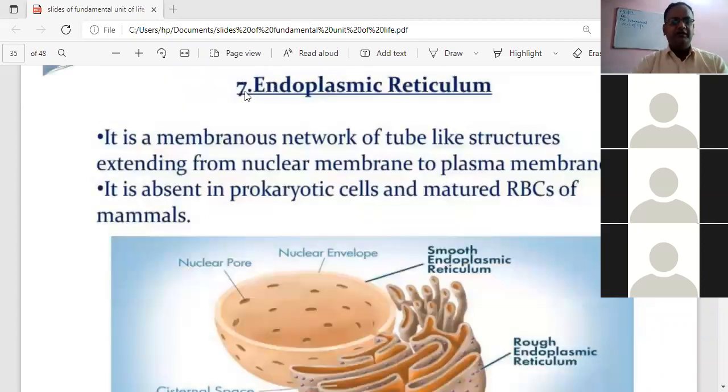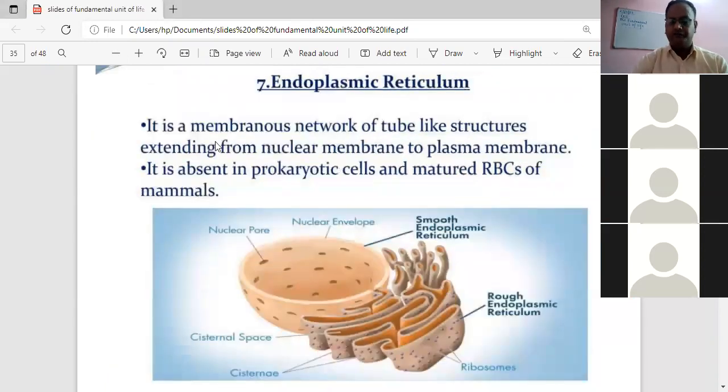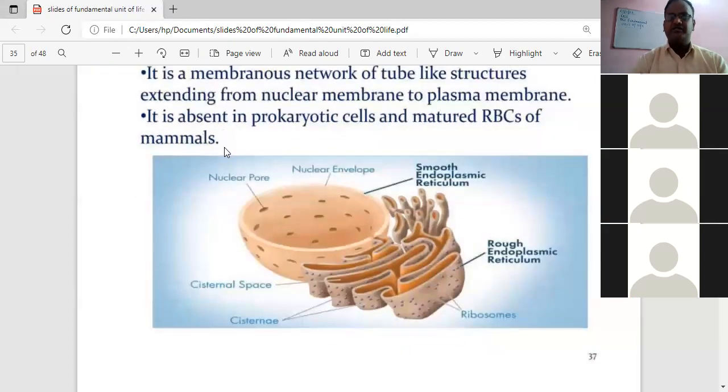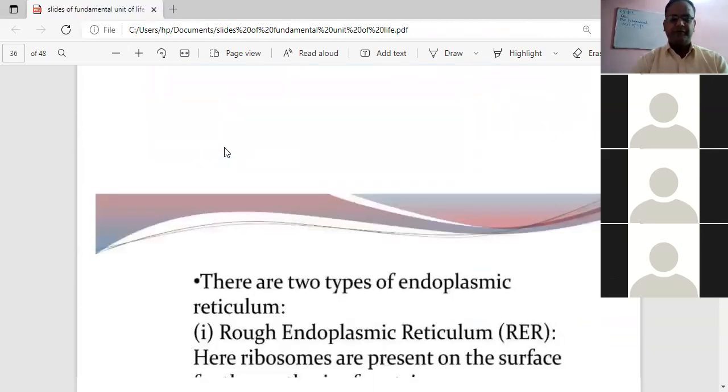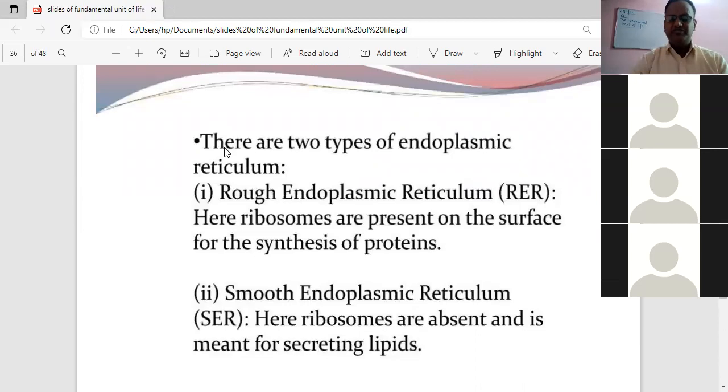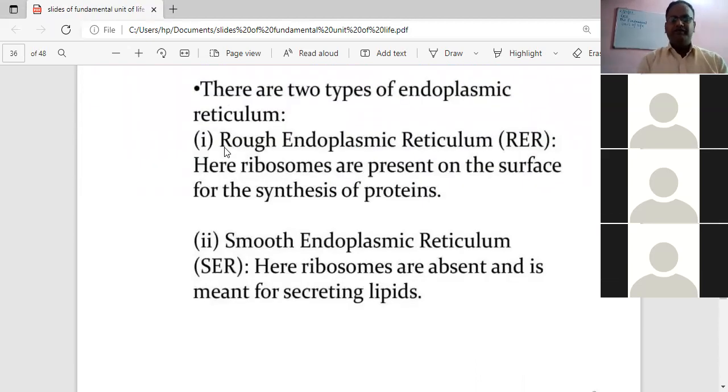Why and how they are named so is our topic of discussion, which we will do now. The endoplasmic reticulum is a membranous network of tube-like structures extending from the nuclear membrane to the plasma membrane. It is absent in the prokaryotic cell and the mature RBC of mammals. We have also discussed that in the prokaryotic cell, this cell organelle is not present. There are two types of endoplasmic reticulum. One, definitely, the rough.